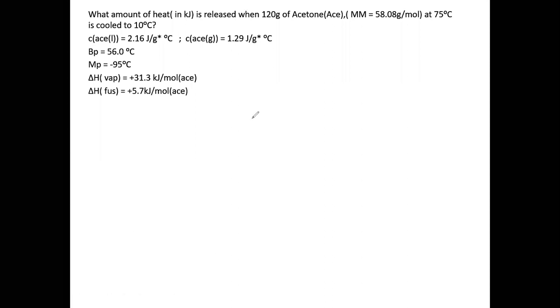So first thing I'm going to do is draw my heating curve. On the y-axis is temperature. Now, since it's a cooling curve, actually we're drawing a cooling curve, not a heating curve, for the x-axis we use Q removed, because we're removing heat. Or you could just put negative Q if you wanted to, but either way.